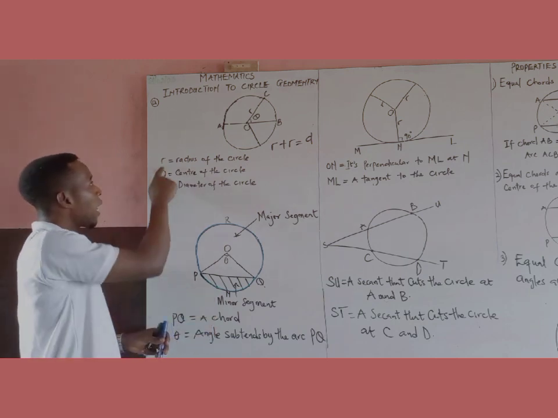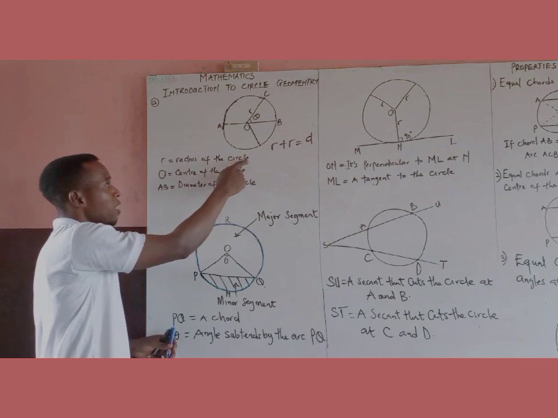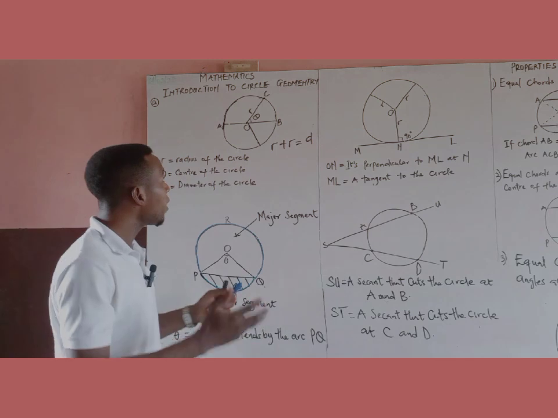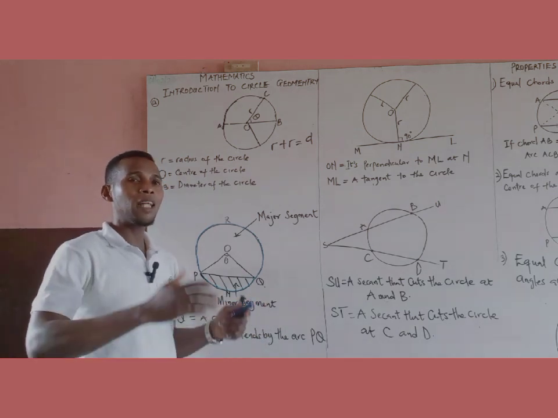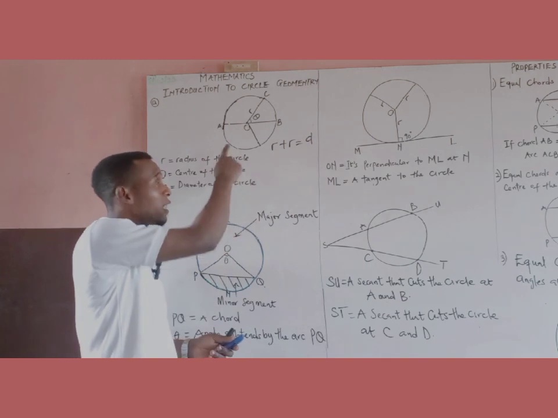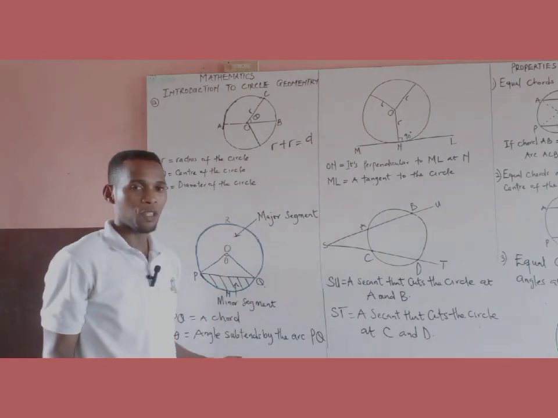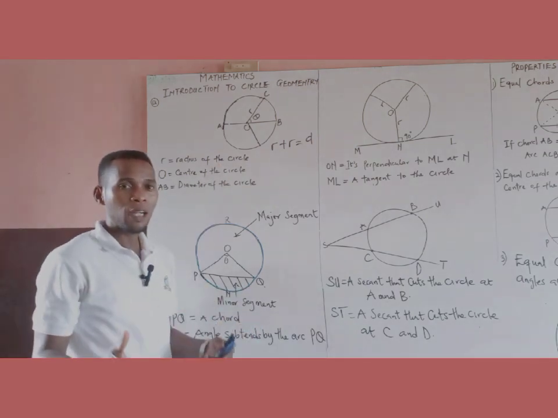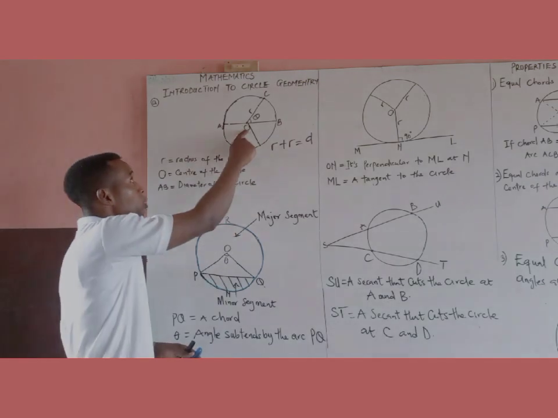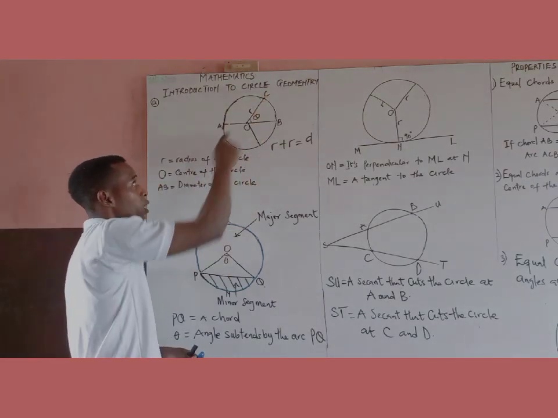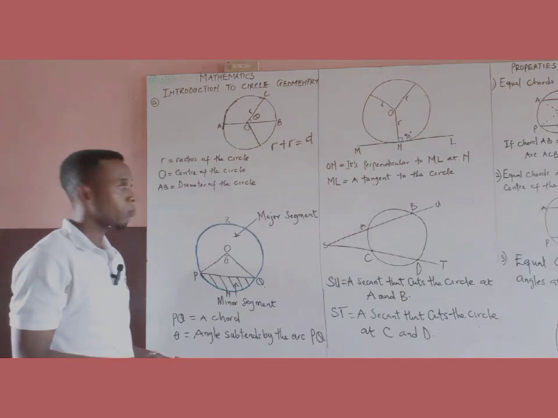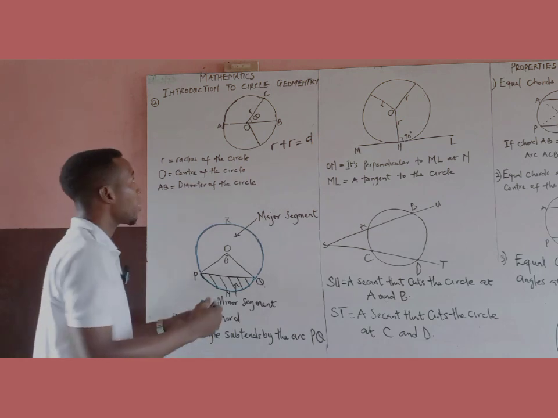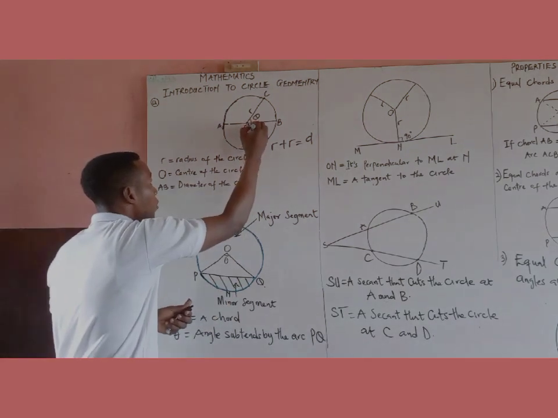You can see here that R is the radius of the circle. What is the radius of the circle? The radius of the circle is simply a line that runs from the center of the circle to the circumference. Here you have OC, which is R, the radius of the circle. Now, O is the center of the circle.